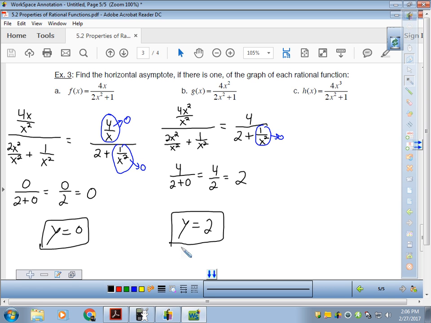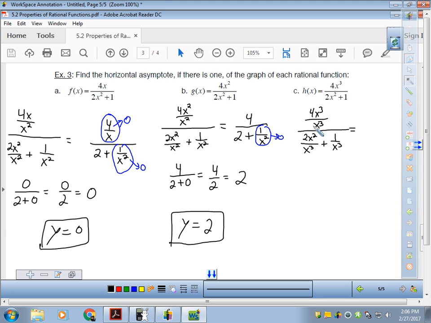Alright, letter C. We have h of x equals 4x cubed over 2x squared plus 1. The highest power of x I see is x to the third power. So I'm going to divide everything by x to the third power. So 4x to the third over x to the third over 2x squared over x to the third plus 1 over x to the third. And we'll clean it up.